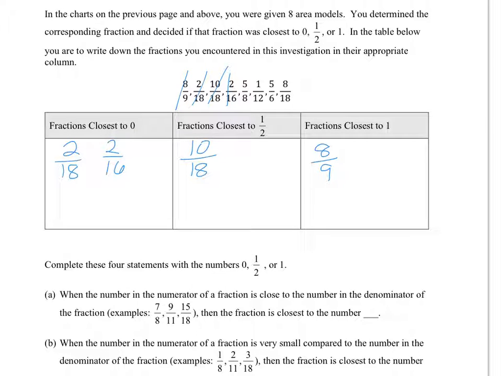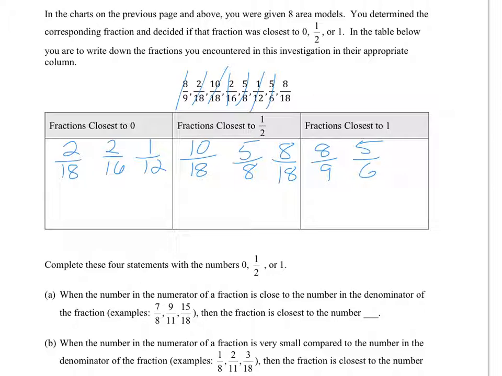5/8 was, 4/8 is exactly half, so 5/8 was just over, but it was closer to half than to full. 1/12, again, only 1 was shaded in, 11 were not, so that was closest to 0. 5/6, almost all of them were shaded in. And then 8/18 was just under half, so that was closest to half.